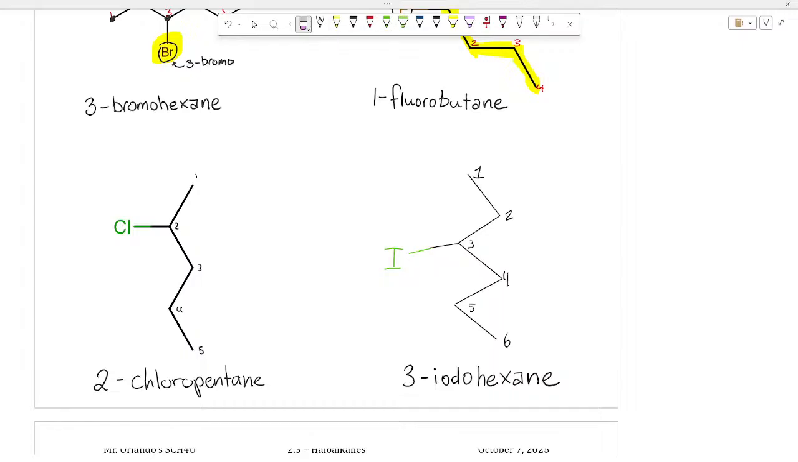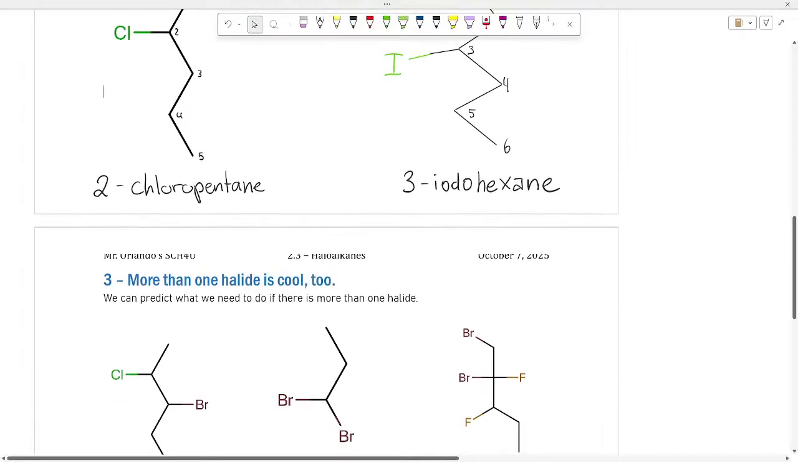Over here, iodohexane. So hexane is 1, 2, 3, 4, 5, 6. And putting an iodo on 3. Awesome. All right. This is pretty simple, right? Can we agree? It's friendly. It's comfortable. It's cool. Just like me. It's okay. You can admit it.